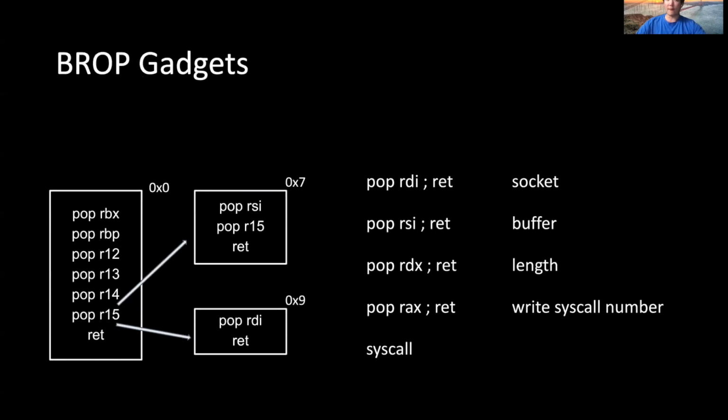We know how to identify gadgets, and we can now search for the BROP gadget. On the right side, these are gadgets that we need for write and string compare, and we can obtain pop RDI and pop RSI from BROP gadgets. The left side is the BROP gadget we need. If parsed at offset 0x7, it gives pop RSI, and if parsed at offset 0x9, it yields pop RDI.